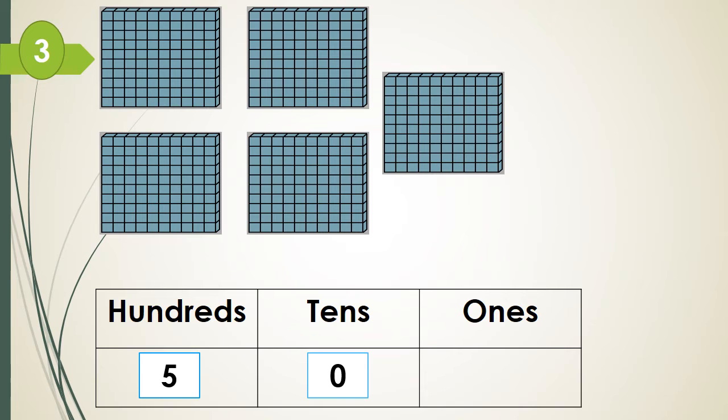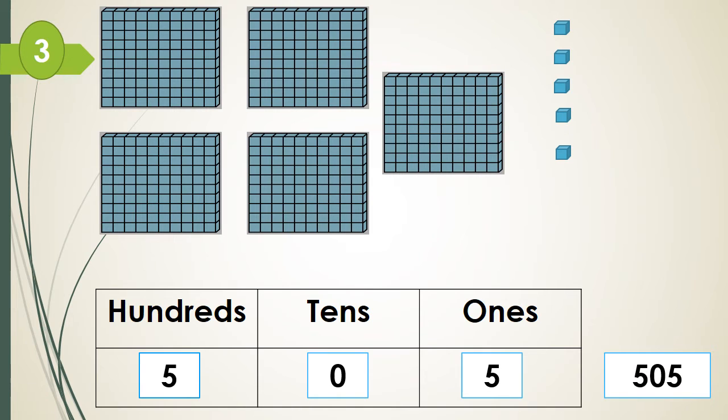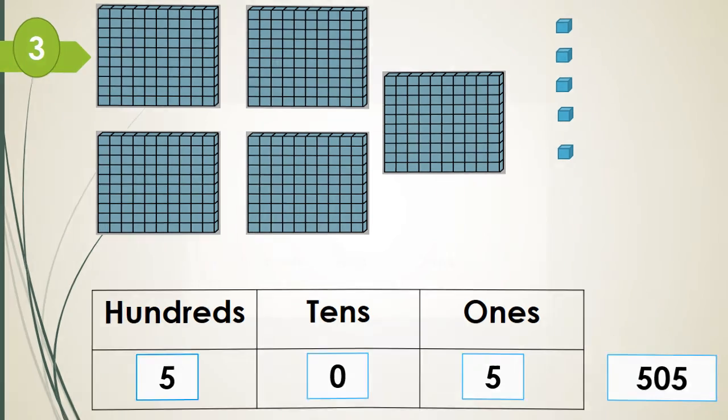Now, let's see how many ones we have. I have 1, 2, 3, 4, 5. I have 5 ones. I write it as 505 and I read it as 505.